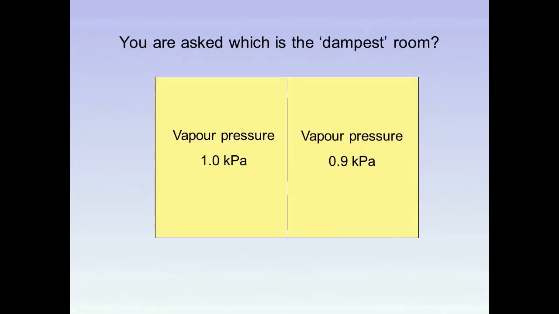So you'll now ask which is the dampest room, the one on the left or the one on the right. Well, clearly the one on the left is. There is more water vapour in the atmosphere than there is in the room on the right.